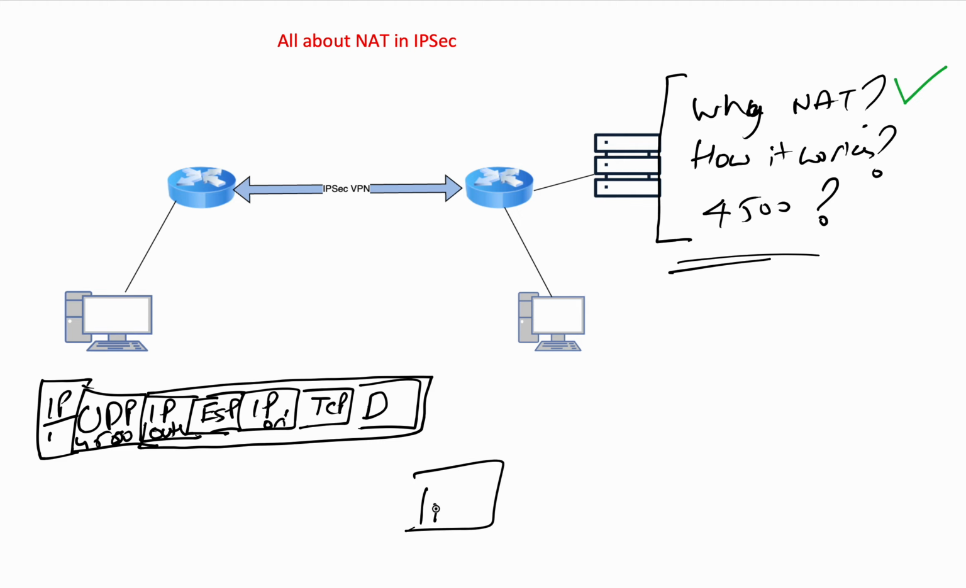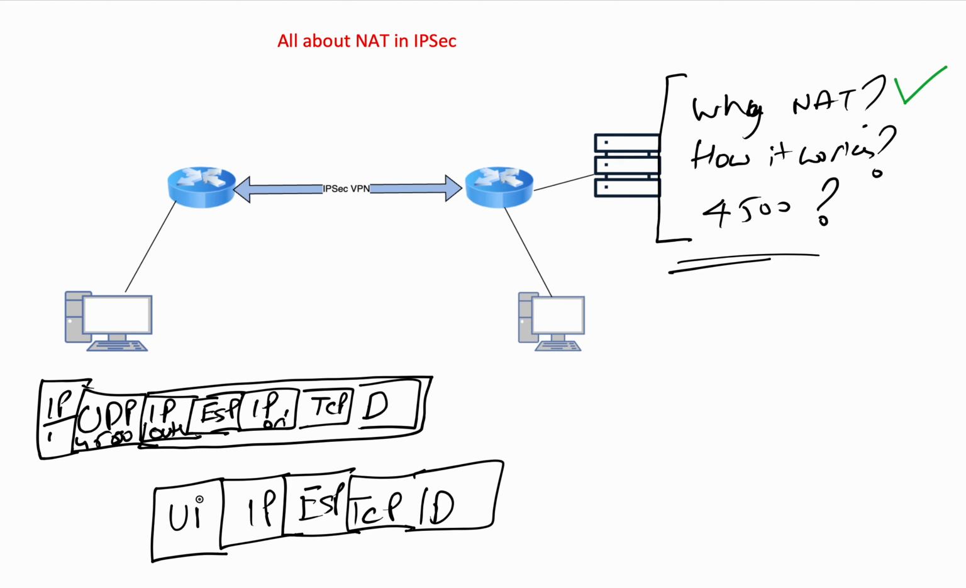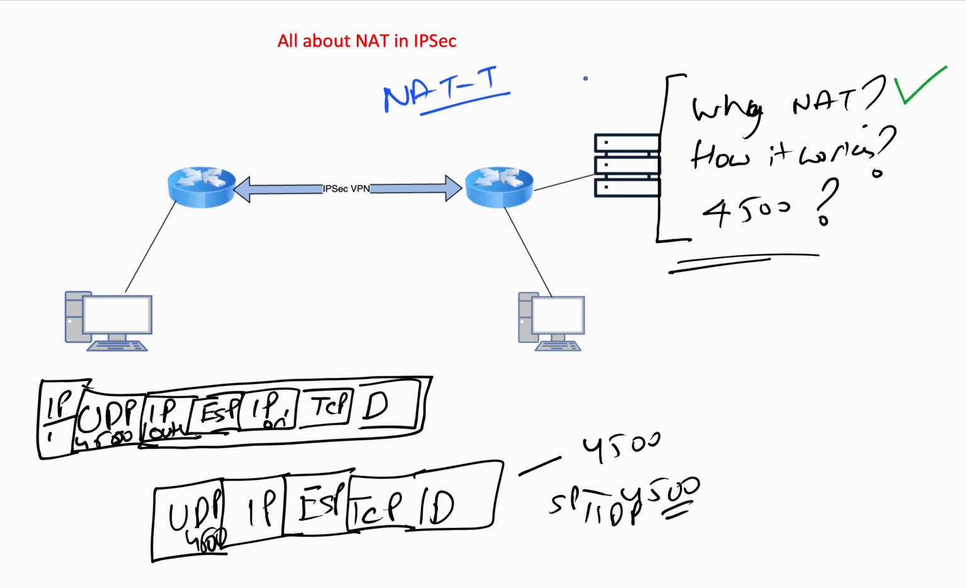Similarly for transport mode, you have data, you have TCP, you have ESP, you have IP, and then you have UDP 4500 with all ports. Now here the source and destination port will both be 4500. Because of this, this is again helped by NAT-T, by the way. NAT traversal is sort of an extension or module of IPsec, which will help you come across the challenges of NAT and basically enable UDP 4500.